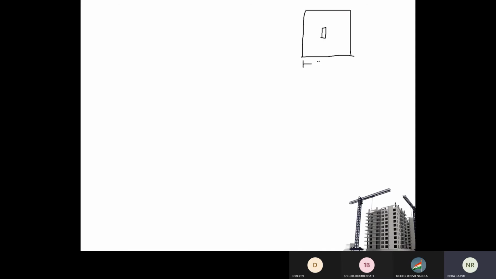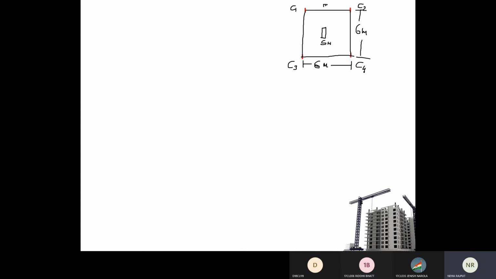So this is 6 meter. This is also 6 meter. Then these are the 4 columns. Just for the easiness, I am using this cursor. Then this is the shape. This is C1 column, C2, C3, C4. This is shear wall.